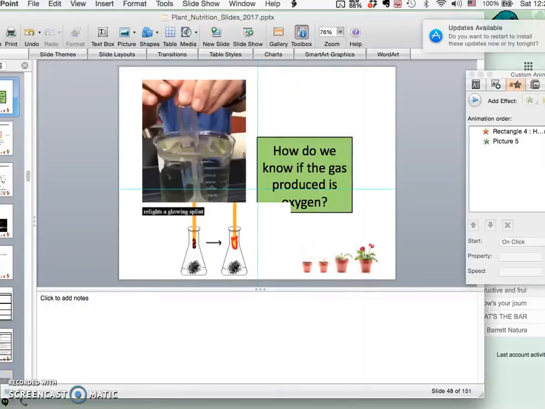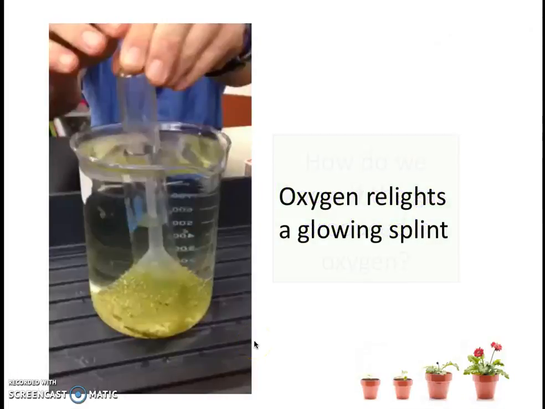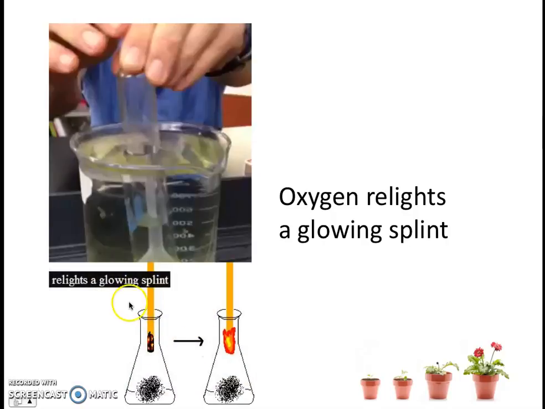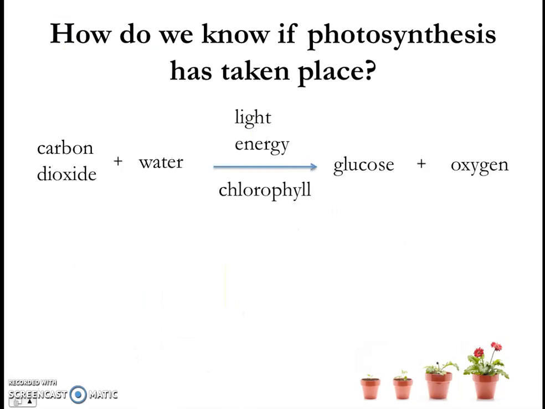Well, basically, we can test for oxygen because oxygen will relight a glowing splint. So we can put a glowing splint into a container containing oxygen, and if it relights, then it tells us that it is oxygen gas. So oxygen gas relights a glowing splint. Cool. So we've seen that we can know that photosynthesis is taking place when we see oxygen being produced.